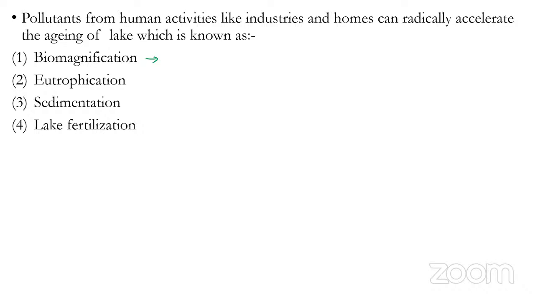I hope you have heard or read the news somewhere that few years back, even mother's milk, which is considered to be the purest form of food for a child, had some 0.003% of DDT found in it. That is also because of biomagnification, because humans come in a higher trophic level. Whereas the natural death of the lake because of human activity is called eutrophication. The answer should be second one. You know, sedimentation is just a physical process where the things which have higher density are going to settle down. Lake fertilization is irrelevant. So the answer should be second one.